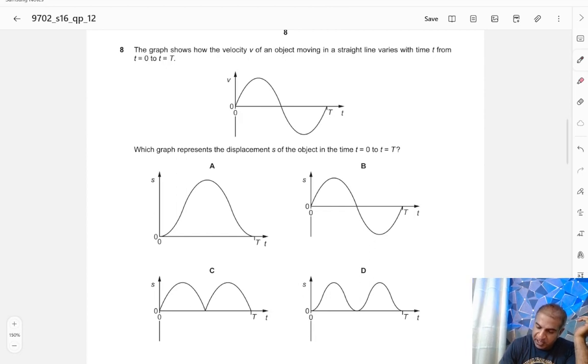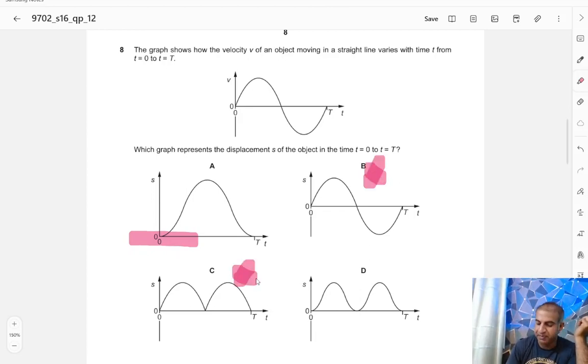For option A's initial gradient, you need to understand that we will be drawing some tangents over here and looking at the gradients. Initially, if we look at the start, we are getting a gradient of 0 over here. If the gradient is 0, that means the velocity is definitely 0 over here. So this matches. B doesn't match. B cannot be the right answer.